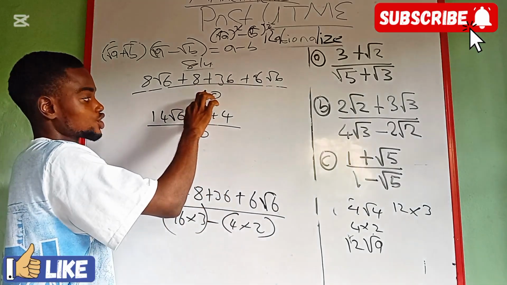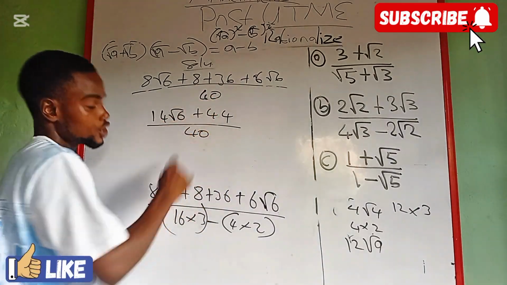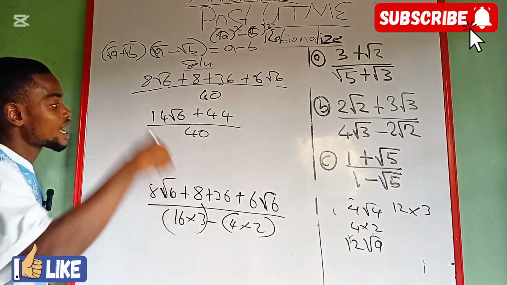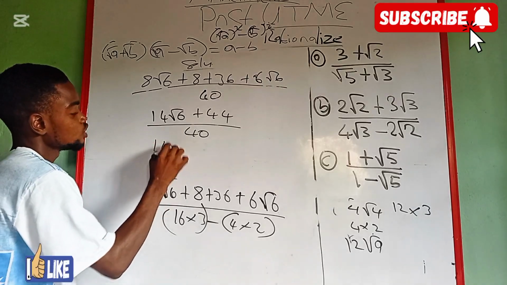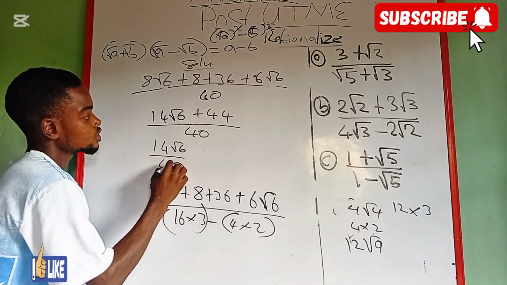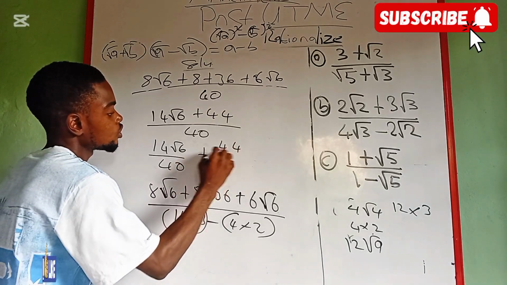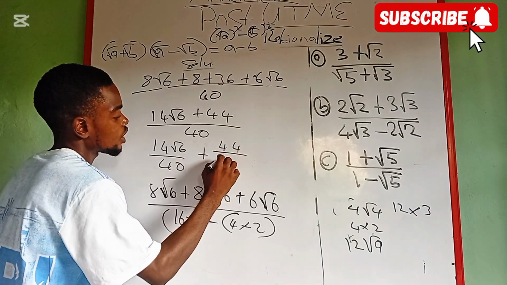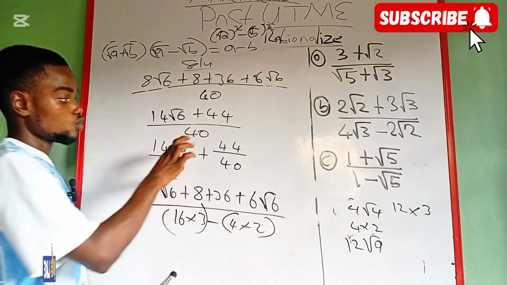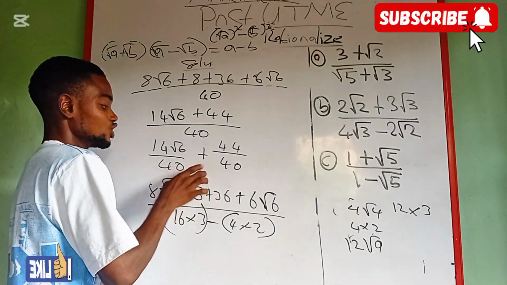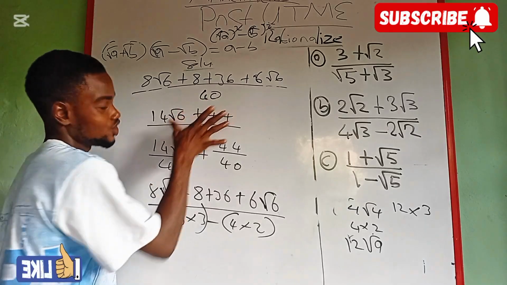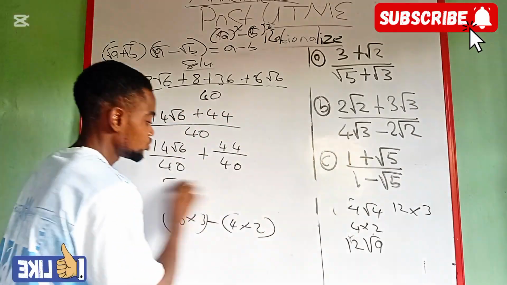Now, according to fraction, we found out that before this expression was in this form, it had already been in this form here, which is 14 root 6 all over 40 plus 44 all over 40. This is what it was initially according to fraction. So when you now see this, you just call it one denominator and join this together. So that is what we have just done here.